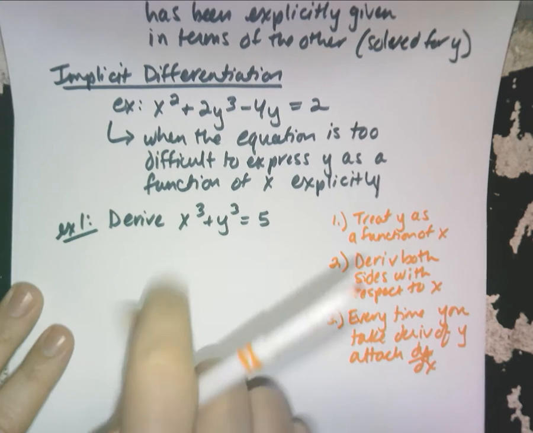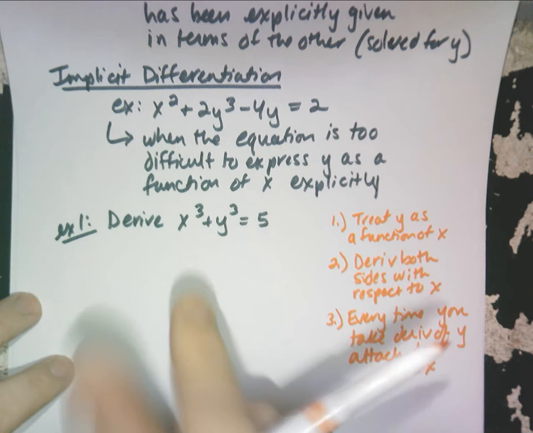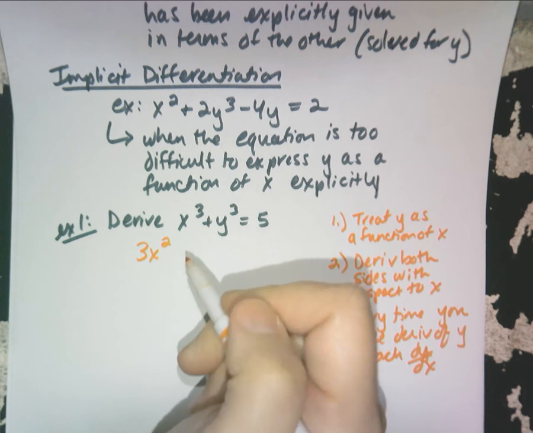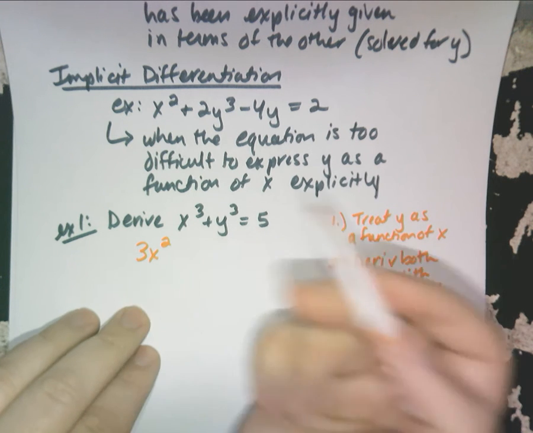Let's try this, okay? So if I said, all right, just take the derivative of x cubed, what would you say it is? You know it. 3x squared. Do I have to attach anything extra? No, because that's what we're used to doing. We've always taken derivatives with respect to x, okay? And you don't have to do anything.